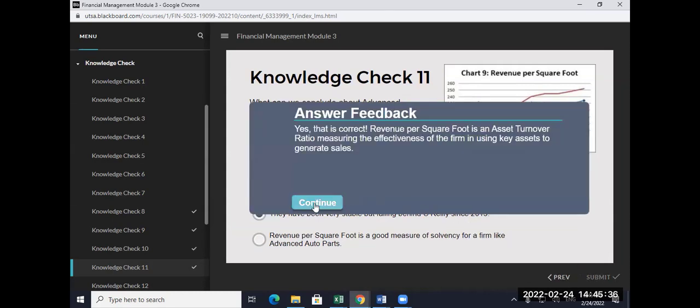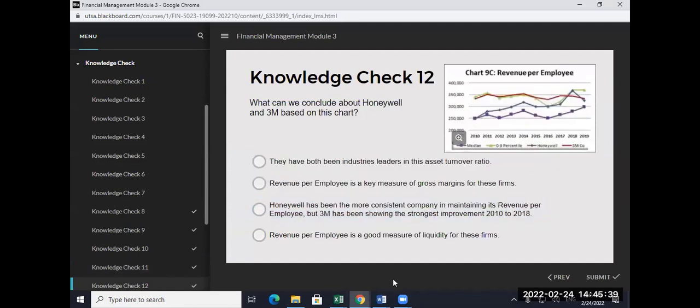All right, y'all want to do one more? One last one. Here's a revenue per employee. Honeywell is the blue one. Here's Honeywell right here. Here's the industry. Here's 3M. There's the best in the industry. This is the revenue per employee. We're talking about Honeywell and 3M in this one. They have both been industry leaders in this asset turnover ratio. Revenue per employee is a key measure of gross margins for these firms. Honeywell has been the more consistent company, maintaining its revenue per employee, but 3M has been showing the strongest improvement. Revenue per employee is a good measure of liquidity for these firms.